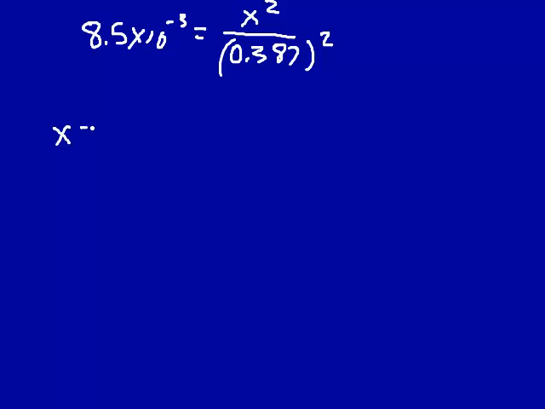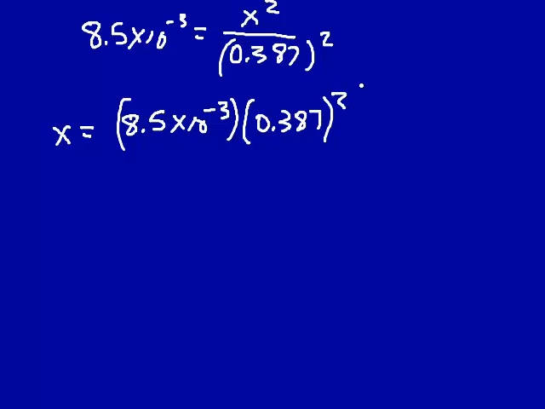So x will be equal to 8.5 times 10 to the minus 3 times 0.387 squared, and we'll take the square root of that. And that's what x is. I solved this equation for x. We put those numbers into our calculator, we get 0.032. Alright, so that's the first value of x.